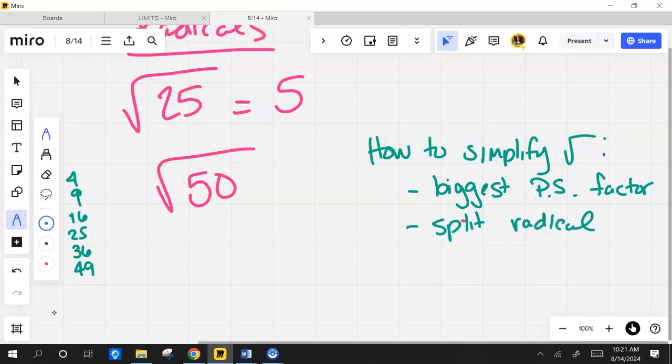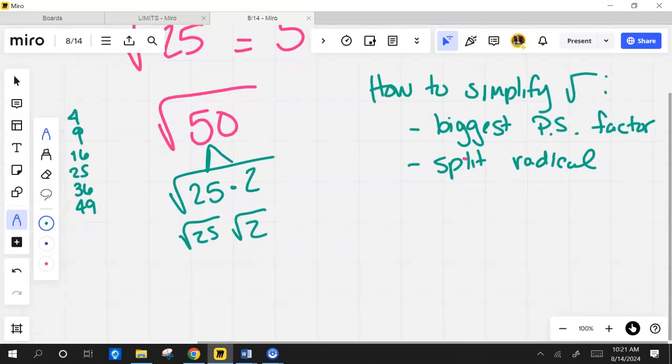25 times what gives you 50? 2. So radicals have this neat little property that says if you multiply under the radical, then you can split it up into two different radicals. So this could be the square root of 25 times the square root of 2. Does that make sense to everybody? So that now we know the square root of 25 is what? 5. And then the square root of 2 stays.